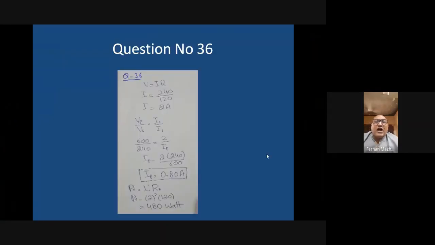Now you see question number 36. V is equal to IR, and we are talking about the secondary coil. We know the voltage of the secondary coil is 240 and the resistance in the secondary side is 120. So I is equal to V divided by R, so 240 divided by 120. The answer is 2 ampere. It means the current in the secondary is 2 ampere.